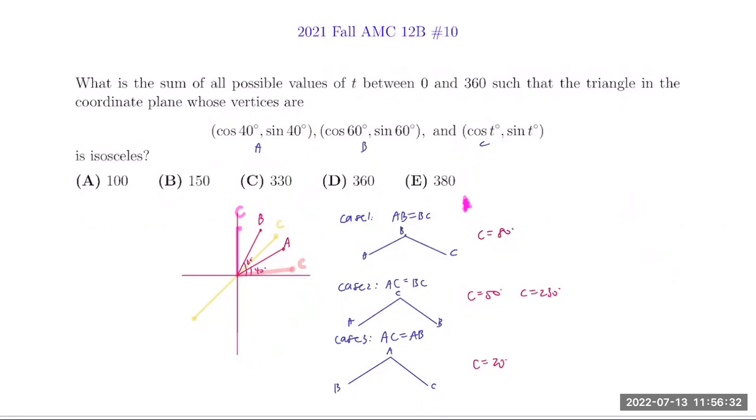Now adding up all these possibilities for C, or for this angle, t, we have 80 degrees plus 50 degrees plus 230 degrees plus 20 degrees, which sums up to an ultimate answer of 380 degrees. And that will just be answer choice E.